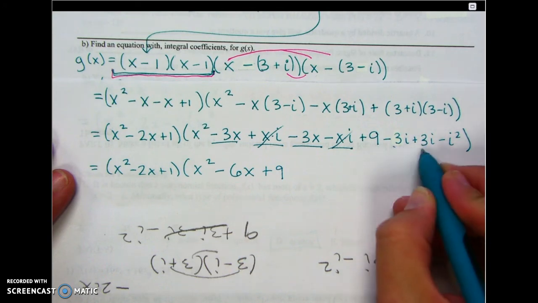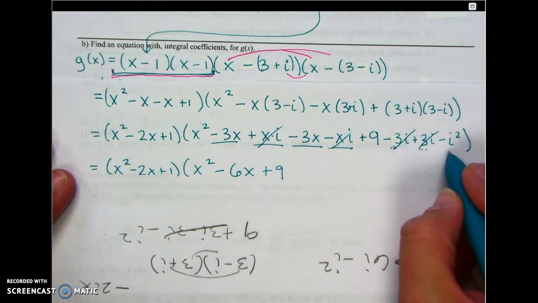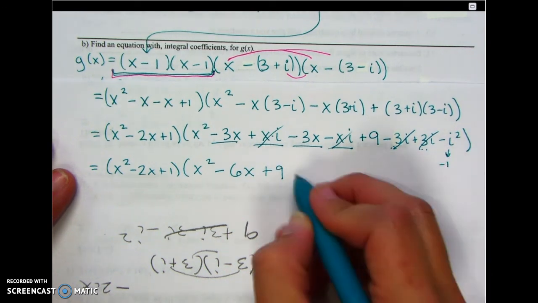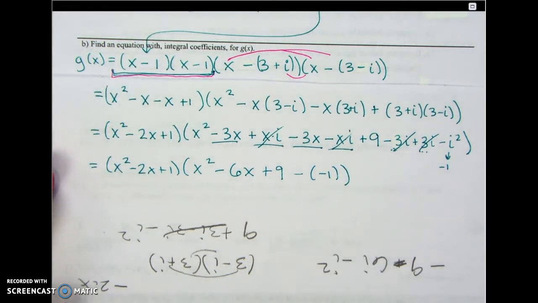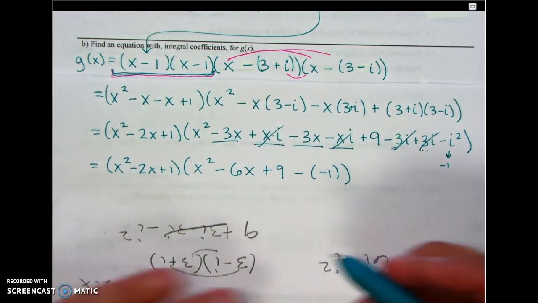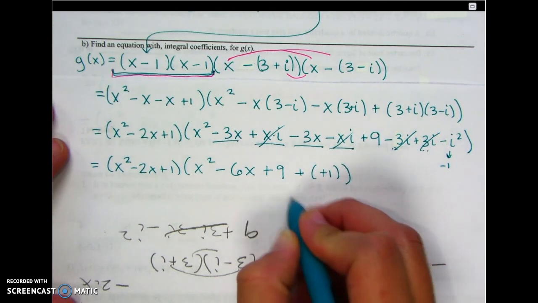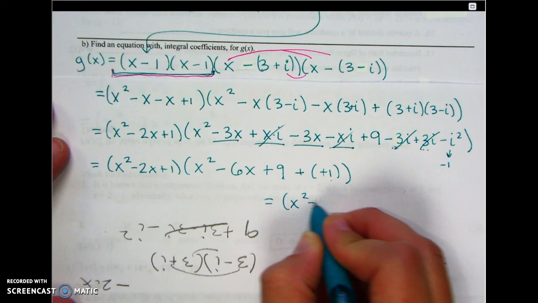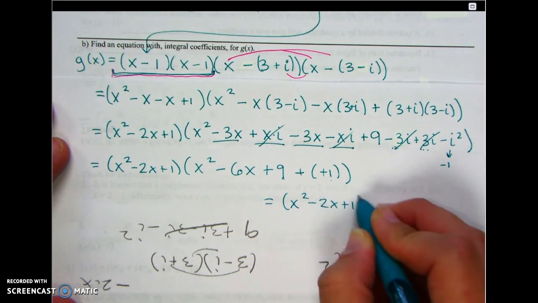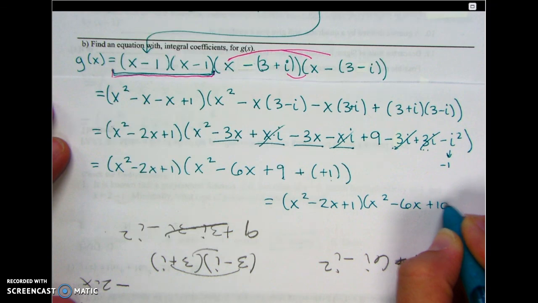What happens to these 3i's? They cancel also. And every i squared becomes a negative 1. So what's a negative 1? Negative 1, don't worry about all this on the bottom, is a positive 1. So then we have 9 plus 1. Okay. x squared minus 2x plus 1. x squared minus 6x plus 10.